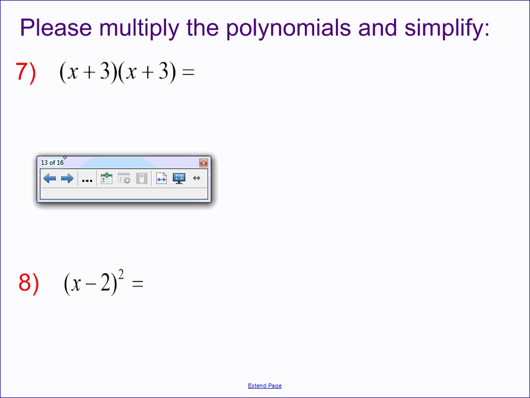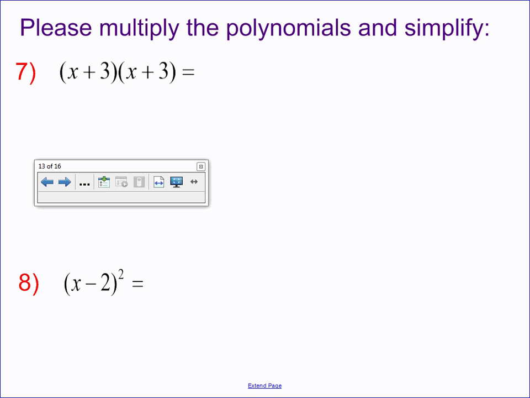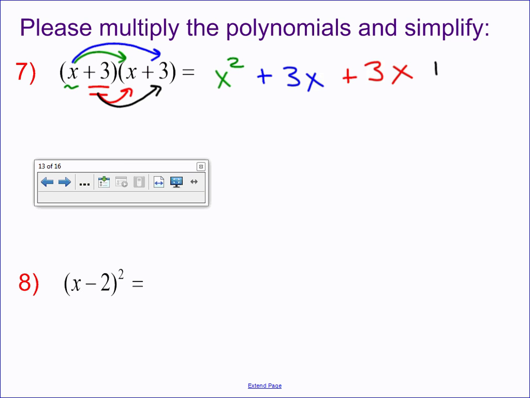All right, what happens when our polynomials match? Well, we'll do the same exact thing. We'll focus in on the first term in that first binomial, in this case x, and we'll distribute it through. X times x is x squared. Now we'll do some new colors. So x times 3 is plus 3x. Next, we'll focus in on the 3. 3 times x is plus 3x. And lastly, 3 times 3 is plus 9. Combine like terms. X squared plus 6x plus 9.